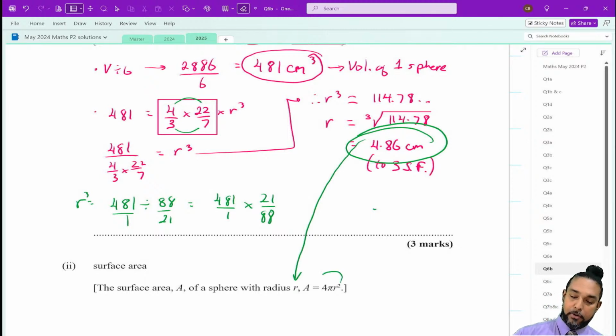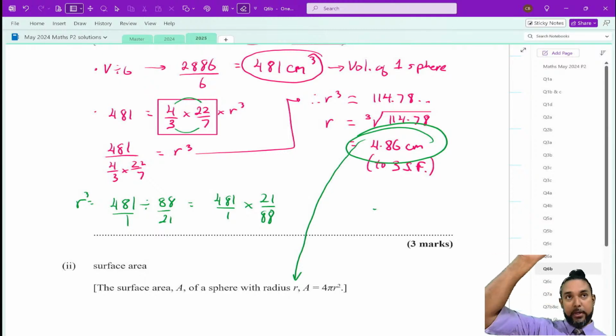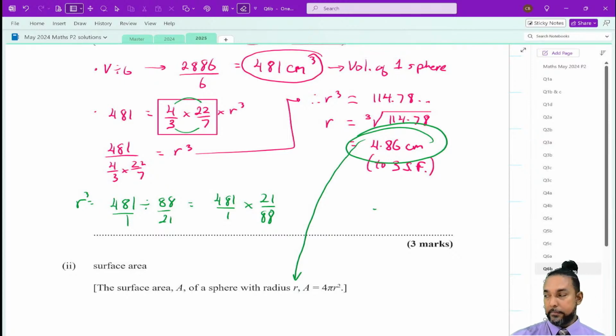Look at it, 4 pi r squared, sorry. So 4 is a constant, pi is the 22/7, and r is the 4.86, but you have to square it. 4 multiplied by 22. That's correct, yeah.